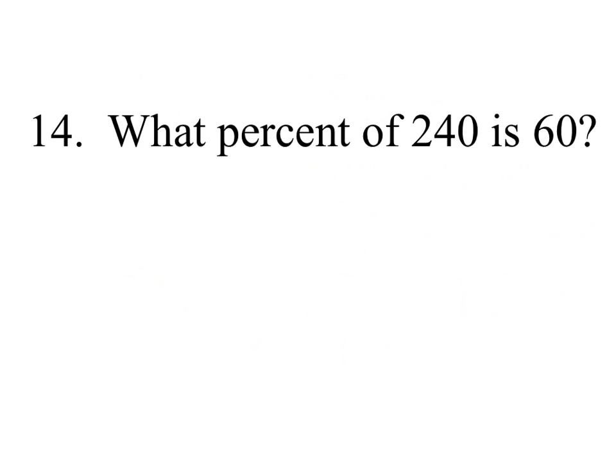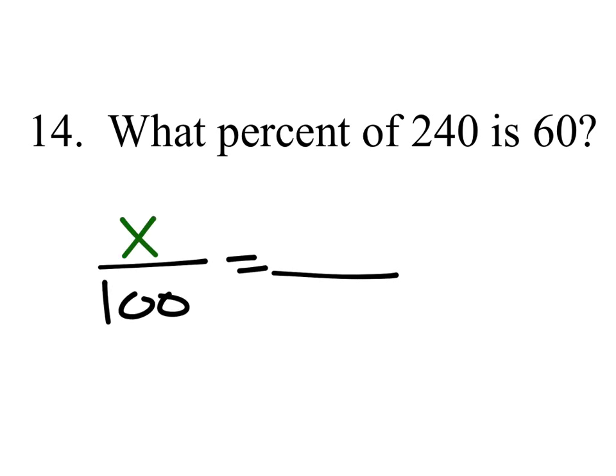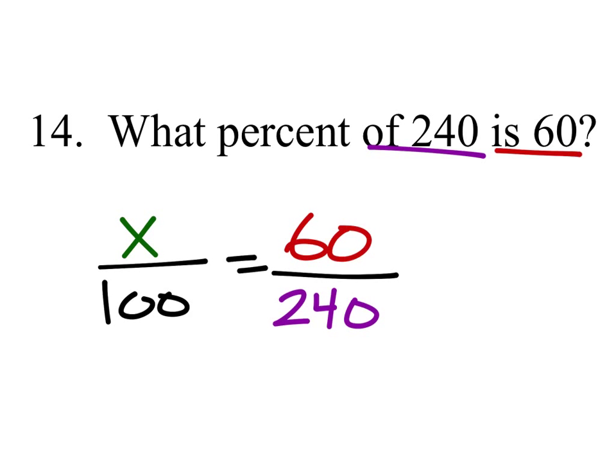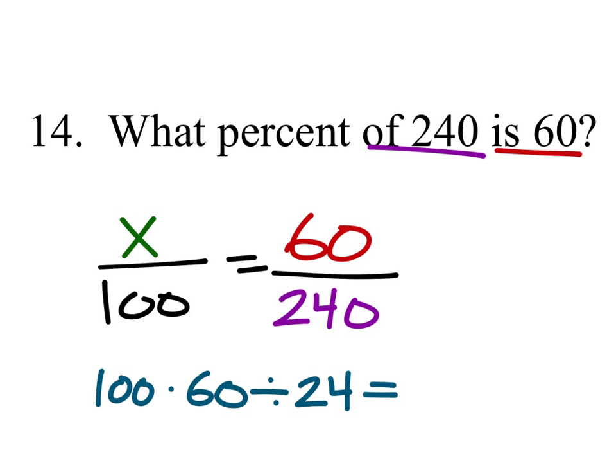All right, same idea on this one. We'll set up our percent proportion with 100 down here. This one did not give us the percent. It says of 240, so that's our denominator, and then is 60, so that's our numerator. And using good old fish method to solve these would give us 100 times 60 divided by 240. So it appears that the answer is 25%.